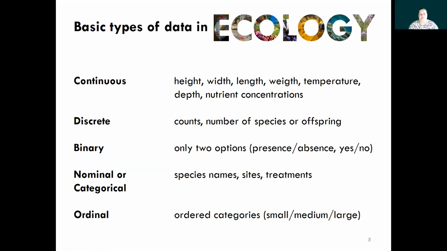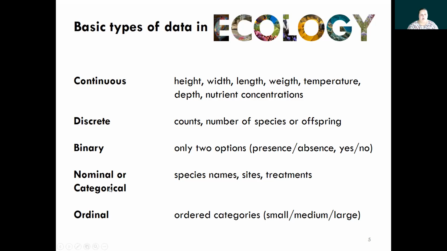So for example, here the basic types include continuous data, which is something like height, width, length, or temperature or nutrient concentrations. We have discrete data, which includes counts, such as number of species or offspring. We have binary data that only has 2 options, which is something like presence or absence, or yes or no, or it sometimes can just be 1 or 0.